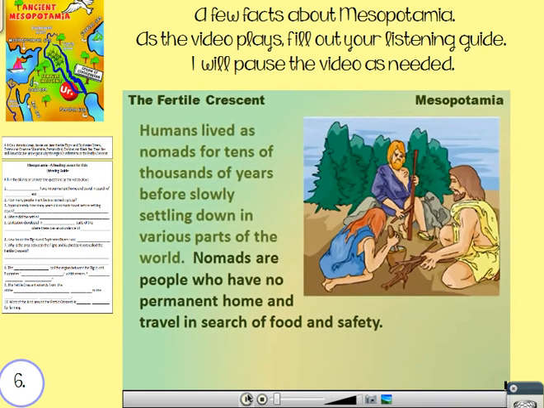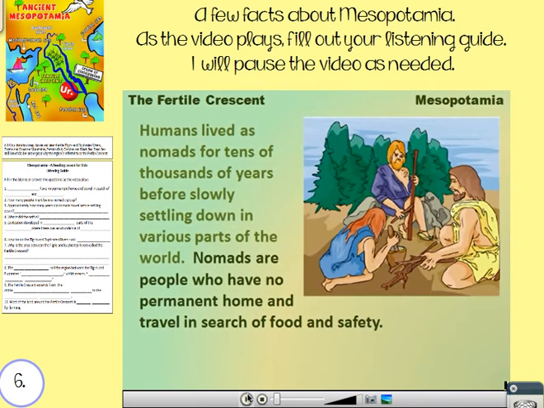Okay. Approximately, what does it say on 3? It says approximately how long did nomads travel before settling down? Thousands of years. Okay, no, humans lived as nomads for tens of thousands of years. That's how long they lived as nomads. It's not telling you yet how long they settled in one spot before they moved. Okay, this is telling you how long they were nomads. Alright, so we don't have 3 yet. Okay, you ready for me to go on?